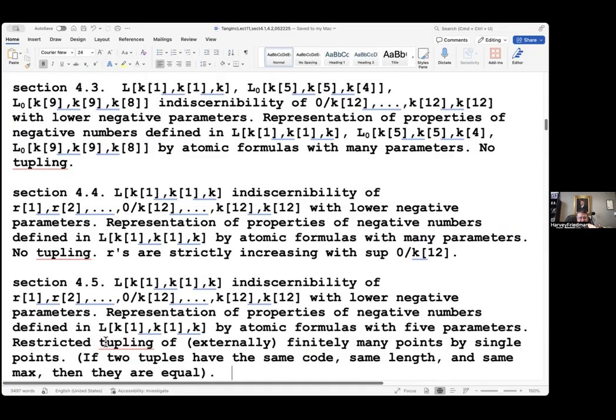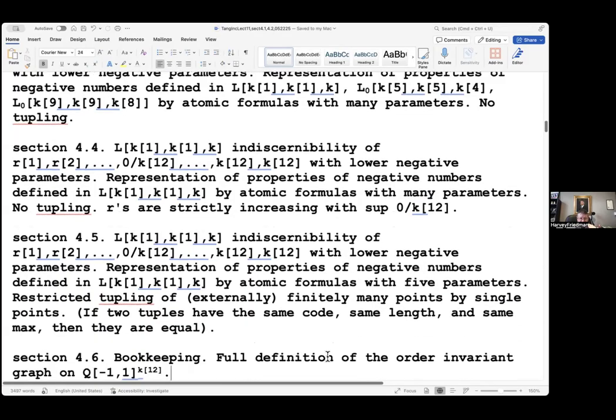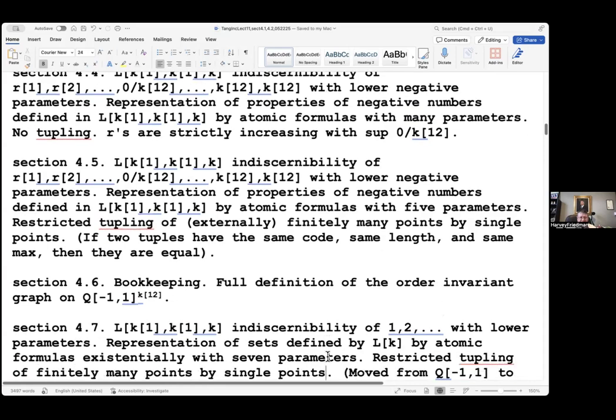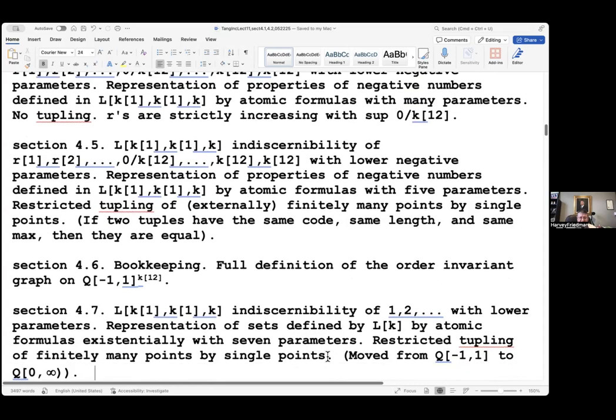And because of that combined, we can use only 5 parameters. It's all mixed in that you can do that plus restricted tupling. 4.6 now is simply the full definition of the ordered invariant graph, following the rules and frameworks set up in section 4.2.